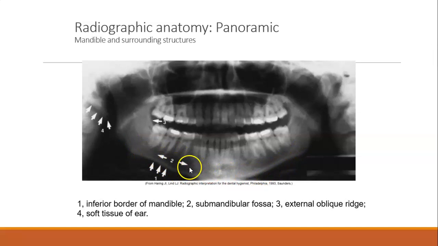Submandibular fossa are these kind of darker areas down here. So some might say, oh my gosh, you have a gigantic abscess. But no, it's just the fossa, so it's a thinner area of bone there. External oblique ridge up here. Soft tissue of the ear is over here. You can see this is the soft tissue, it's kind of light and fuzzy.